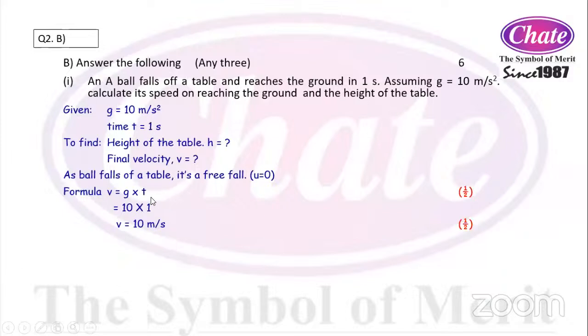So considering these things, we can see that V is equal to GT. That means we can multiply 10 into 1. It will give us the velocity 10 meter per second. So remember the unit as well.